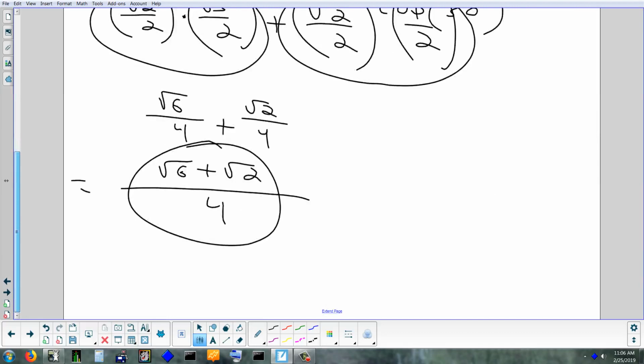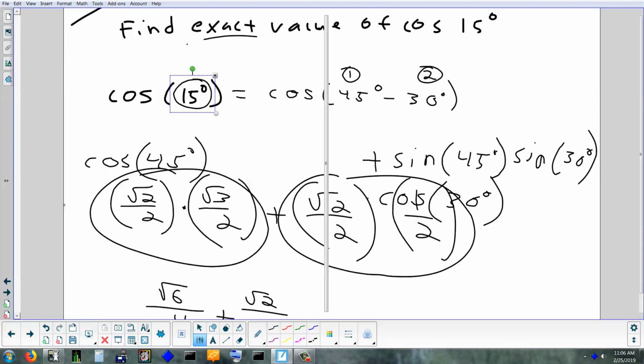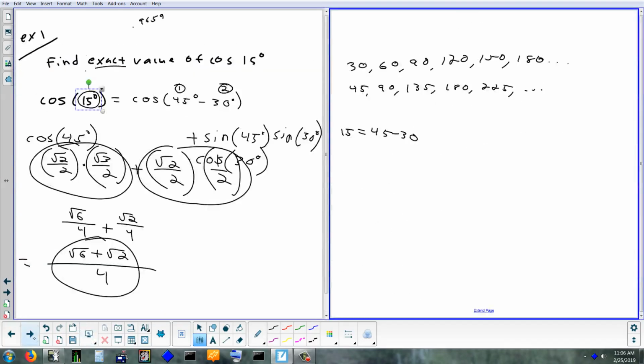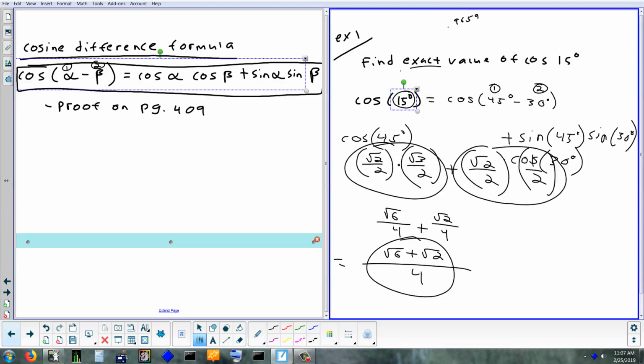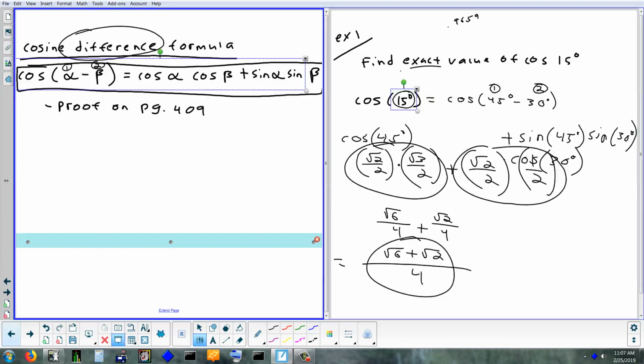Okay, let's try, how about 75? How could you write the number 75 as a sum or difference of a number in each one of those lists? Yep. 45 plus 30. Right, you could do a 45 plus 30. The thing is, we don't know the cosine sum formula yet. We will, and it's pretty much the same as that one. You just change one thing.